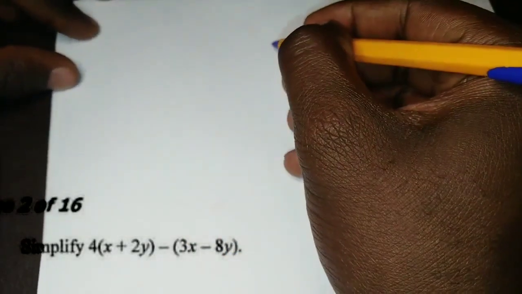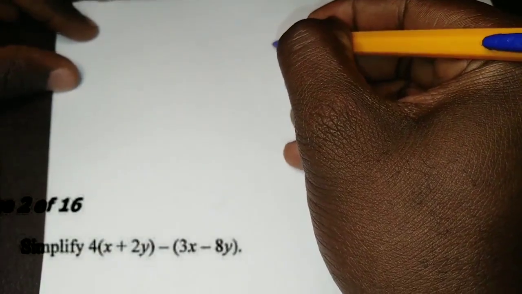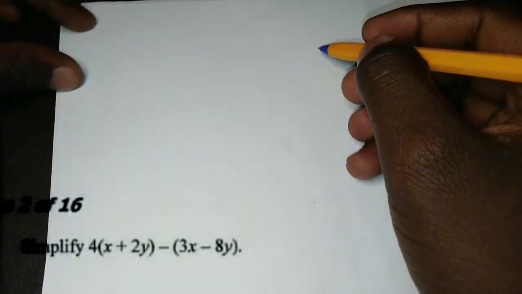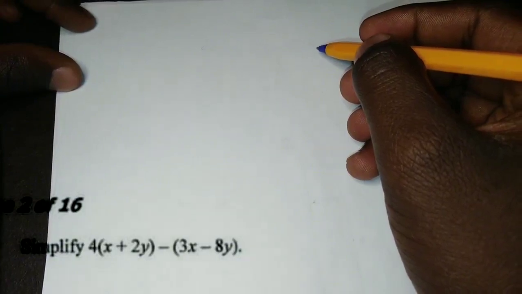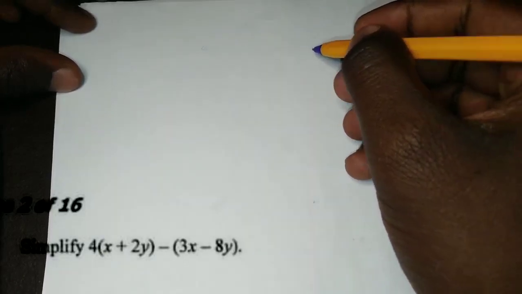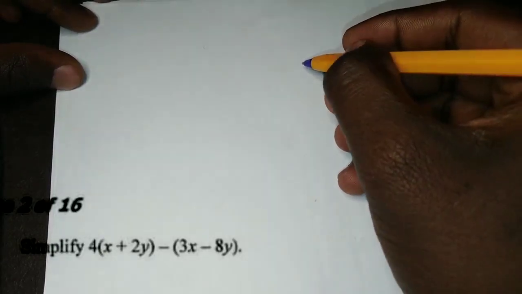So let me just write it nicely here. Question 1, we are taught to simplify. We can see question 1 says simplify 4 open brackets x plus 2y close brackets minus 3x minus 8y close brackets. So this is what we have, right?